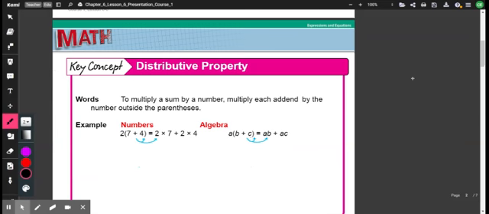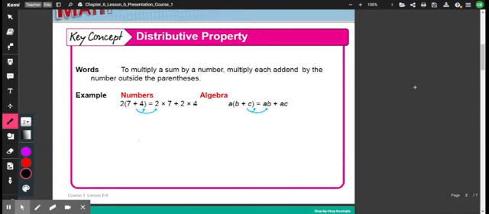So the distributive property: to multiply a sum by a number, multiply each addend by the number outside of the parentheses. So if we see down here, we are going to take this number times that number, this number times that number, okay? I know at first this is going to be a little tricky, but please bear with me, okay?